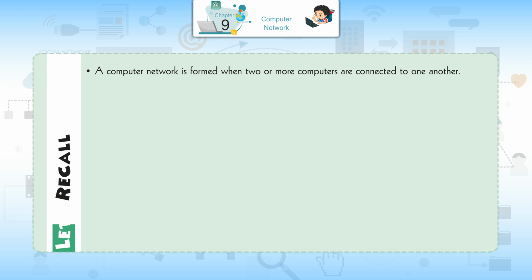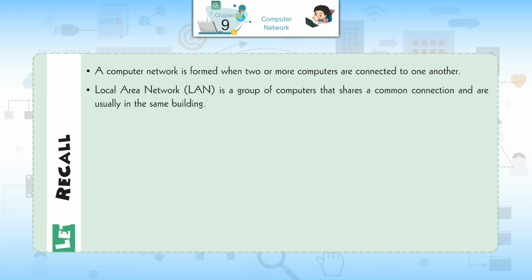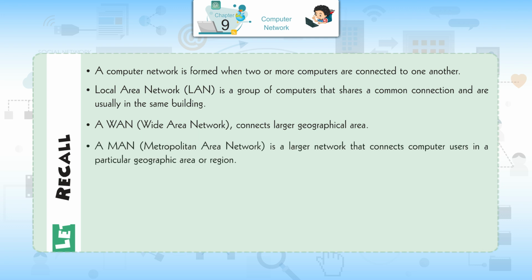Let's recall. A computer network is formed when 2 or more computers are connected to one another. A local area network (LAN) is a group of computers that share a common connection and are usually in the same building. A WAN, wide area network, connects a larger geographical area. A MAN, metropolitan area network, is a larger network that connects computer users in a particular geographic area or region.